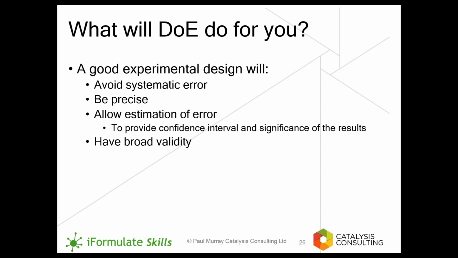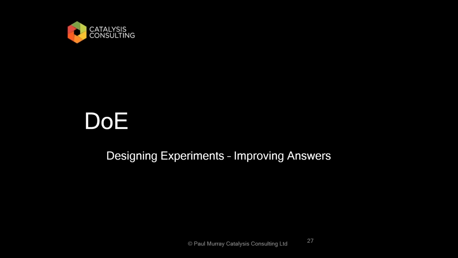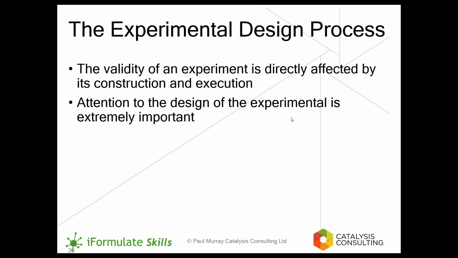So it helps us to understand the significance of the model and how well we can trust it. Also in experimental design, because we're looking at a wide range of factors and ranges, we have something that should be valid over a broad range of conditions for a process. So how does experimental design improve the answers for us?